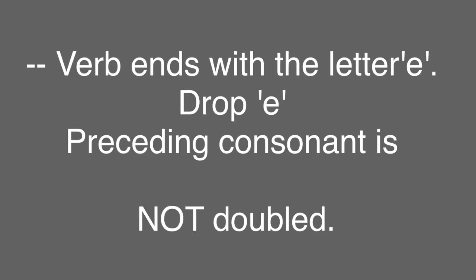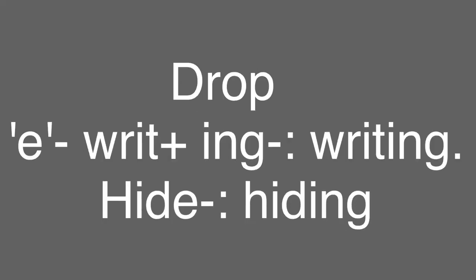The next rule is when a verb ends with the letter E. The letter E is dropped and the consonant preceding it is not doubled. For example, W-R-I-T-E becomes writing. So, we have dropped the E and simply added ing to it. Hide becomes hiding, and so on.